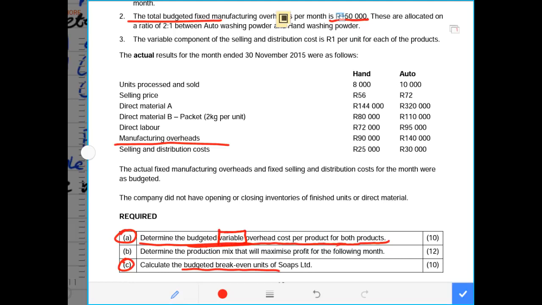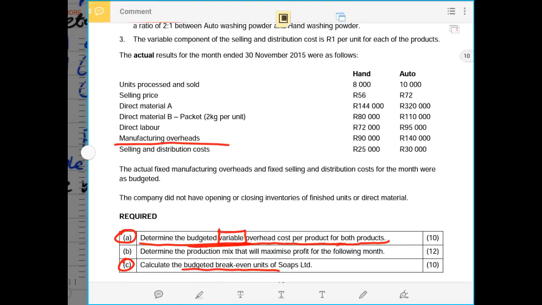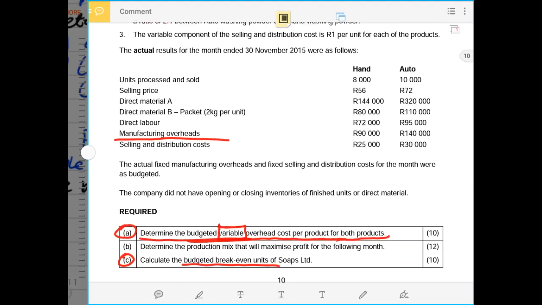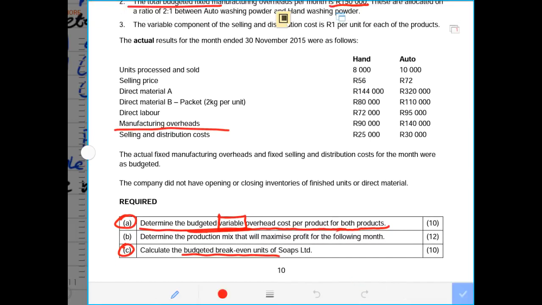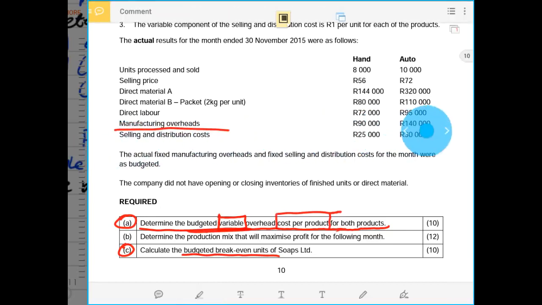So now we needed to calculate our total manufacturing overheads as we did. Then after we minus the portion that is fixed, and whatever is variable is the one that they are looking for. But it must be a cost per product, meaning a cost per unit that we are looking for. A cost per product or per unit. So that is why we calculated our total manufacturing overheads.